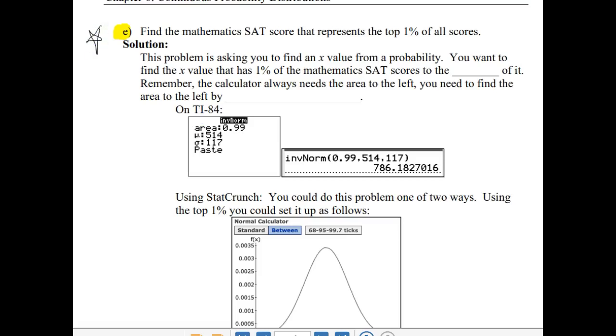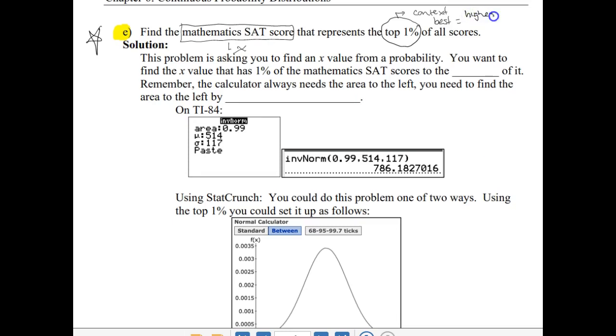All right, so part E, we're asked to find the mathematics SAT score. So again, now we're being asked to find a value of x. It doesn't say find the probability of that. So find the mathematics SAT score that represents the top 1% of all scores. Okay, so here's where we need to think of the context. So top, our best scores in this case are going to be the higher scores. So in the context of this problem, best equals highest scores.